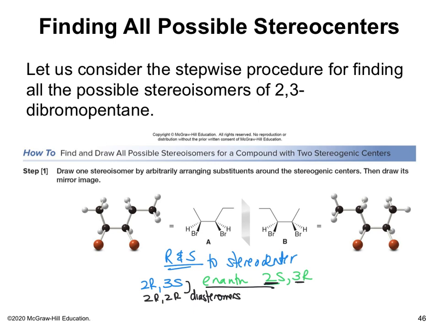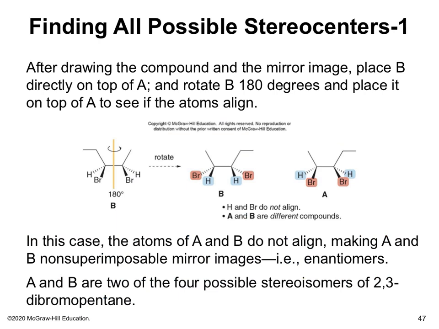And you've got to make sure you don't have a plane of symmetry, which makes it confusing, because then they would be achiral. So here the mirror image is drawn. I don't actually draw them out. I just assign R and S. And I do look for a plane of symmetry. So they're showing you that A and B are non-superposable, so they're going to be enantiomers of each other.